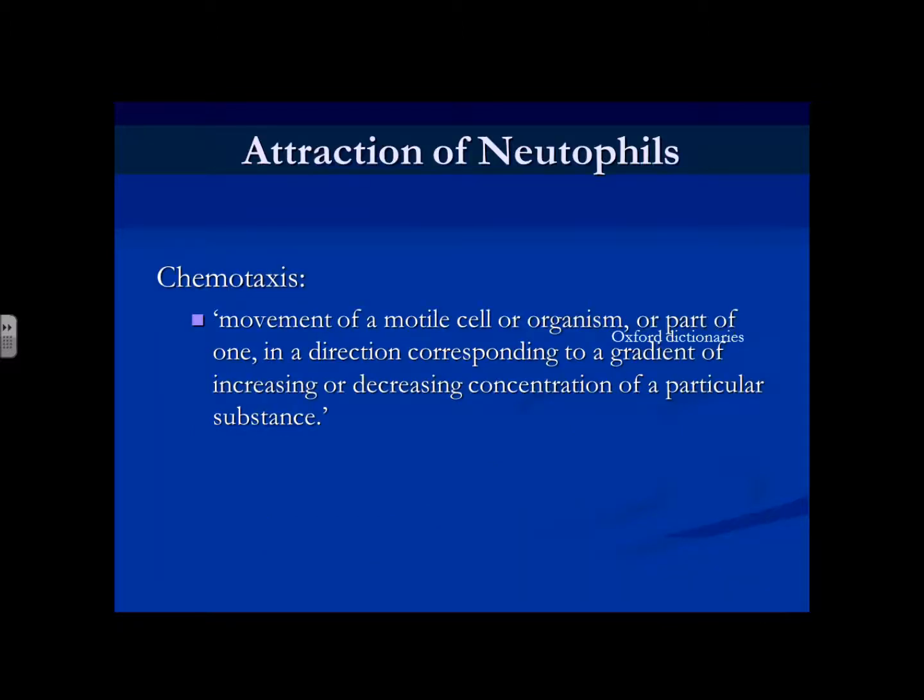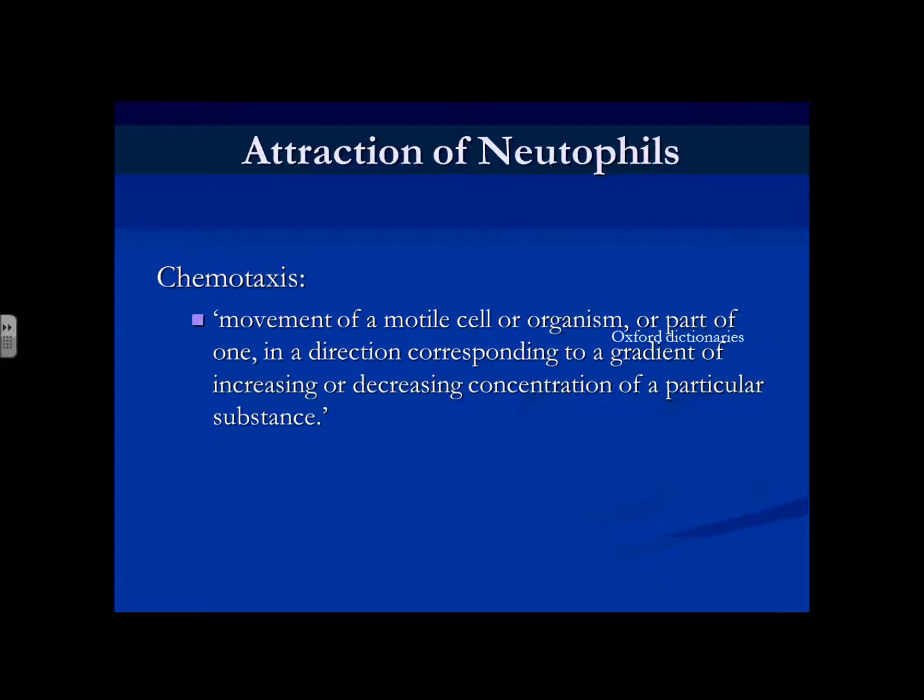So how do the neutrophils know to go to that area? Yes, we've got increased vessel permeability, so they can get out of the vessel, but how are they in the vessel in the first place? Well, this is something called chemotaxis. And the definition that we've got there is movement of a motile cell or organism, or part of one, in a direction corresponding to the gradient of increasing or decreasing concentration of a particular substance. So basically, it's a very long-winded way of saying that the cells move towards an area where the chemical mediator is telling them to go.